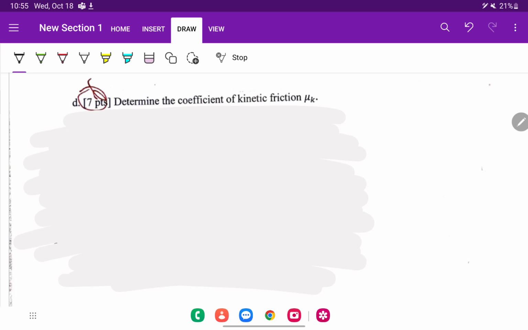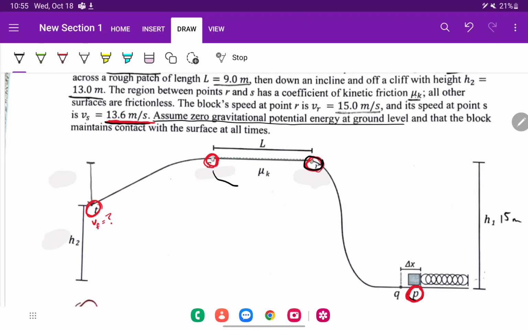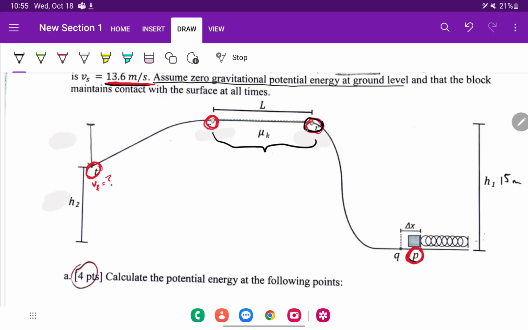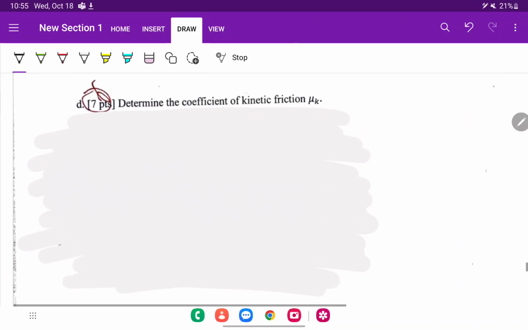Determine the coefficient of kinetic friction. Okay, so now we're only focusing on this frictional part. When you're thinking about friction, you should be thinking about forces of friction and therefore work done by friction. Because we know the velocity at point R and point S, we can find kinetic energies at those points, which means we can use the work kinetic energy theorem. So the work done by friction is going to be the change in kinetic energy over the frictional area.